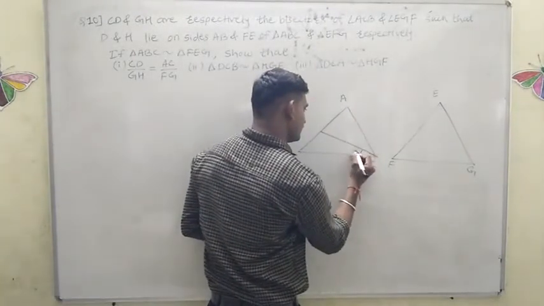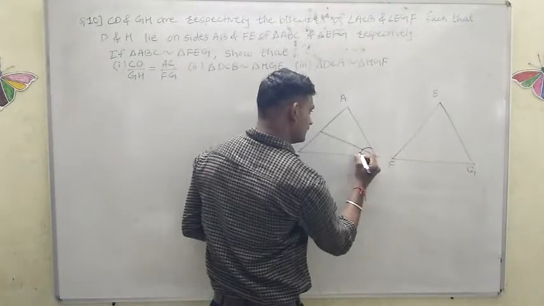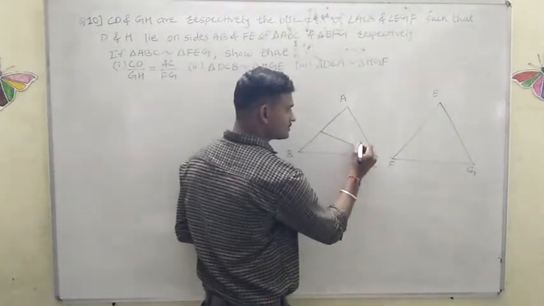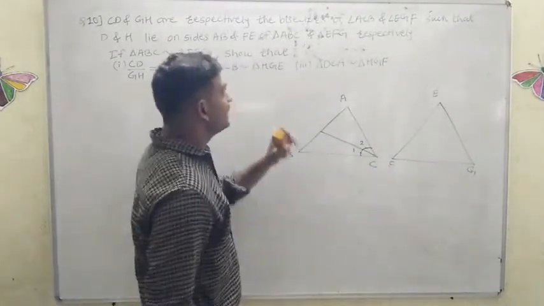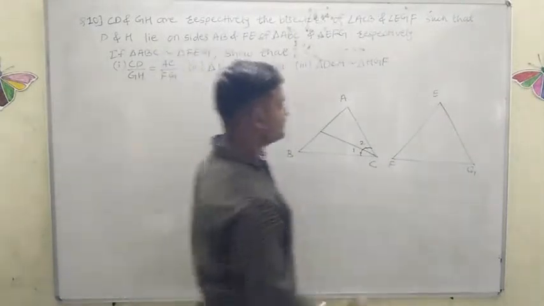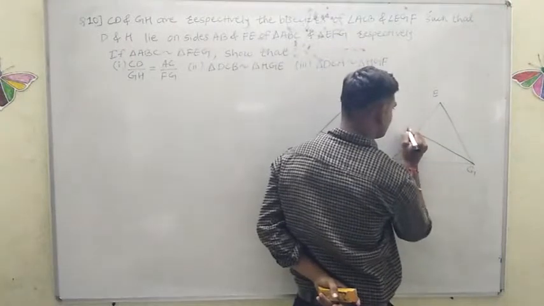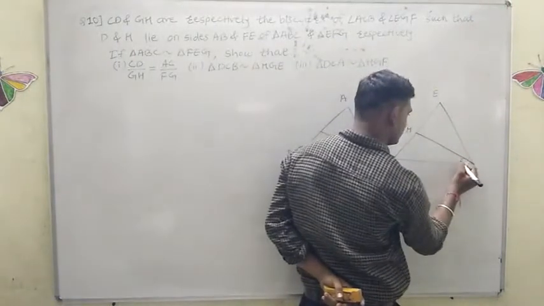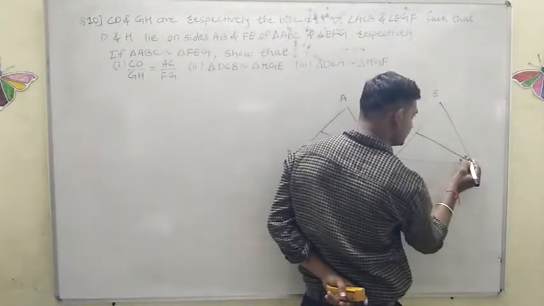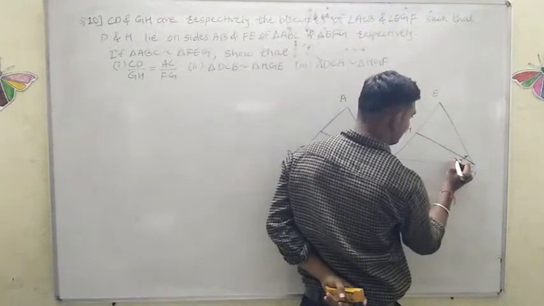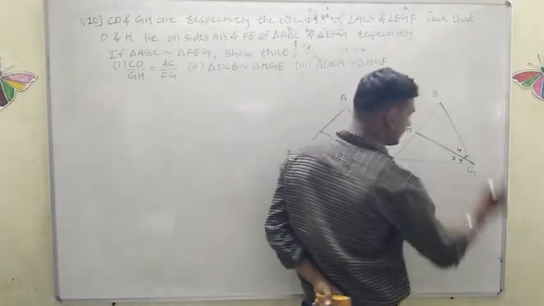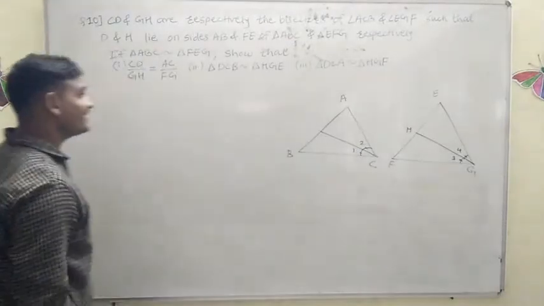Means these two angles are equal. I will mark these two angles as angle 1 and angle 2. And GH is the angle bisector of EGF. That is, this one angle is equal to this one angle, and I will name them angle 3 is equal to angle 4.